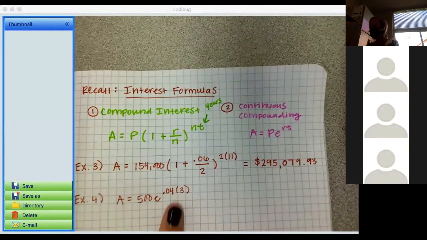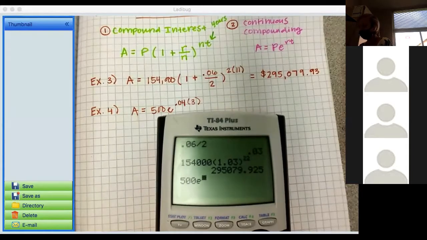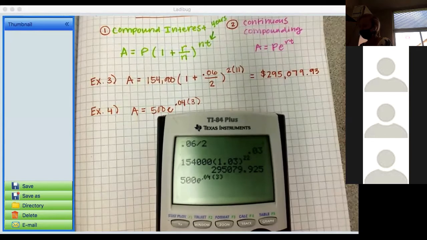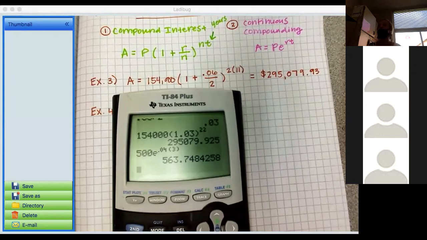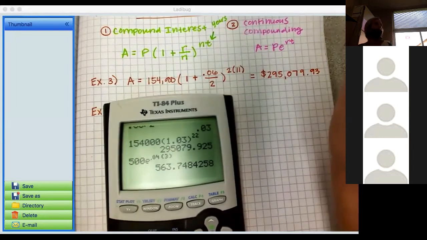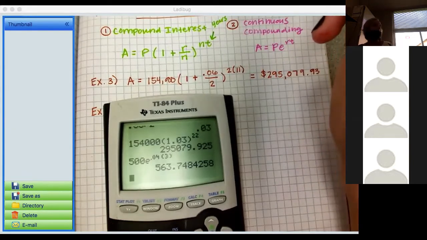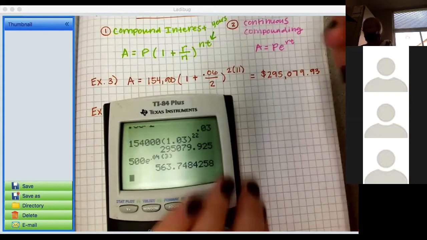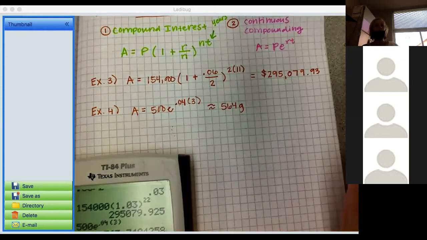All right, so if we type it in, 500 e raised to the 0.04 times 3. So after 3 hours, the bacteria have grown to 563.75. What if I told you to round it to the nearest bacteria? Because technically you can't have a quarter of a bacteria. 564. Bacteria don't grow by decimals. Like if there's 563.75, there's a 564th one. Okay? So this is approximately 564 grams of COVID germs.